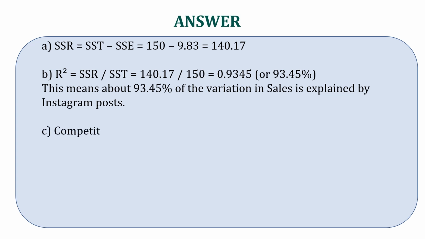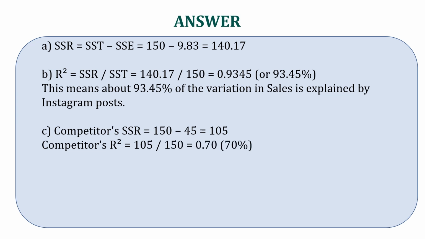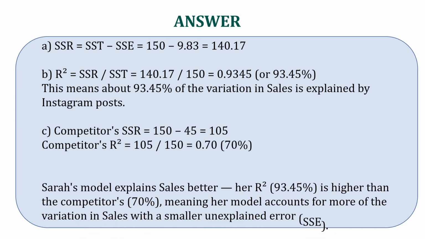Now compare that to the competitor. Their SSE is 45, so their SSR becomes 105 and their R squared drops to 70%. So Sarah's model wins. A higher R squared means less unexplained error and a better overall fit.